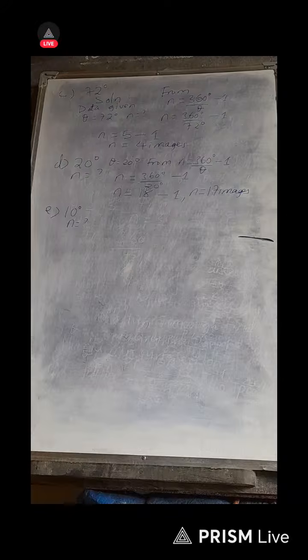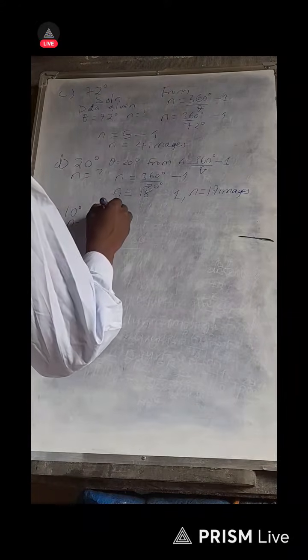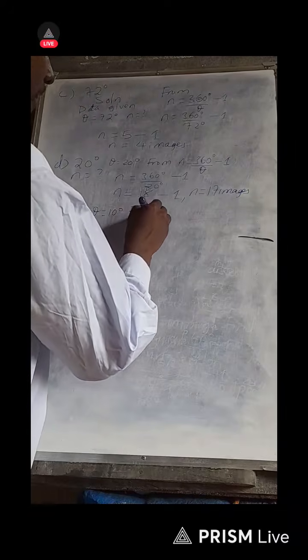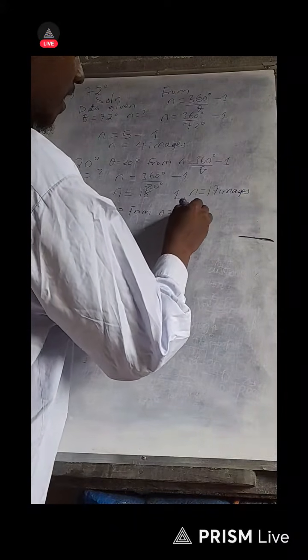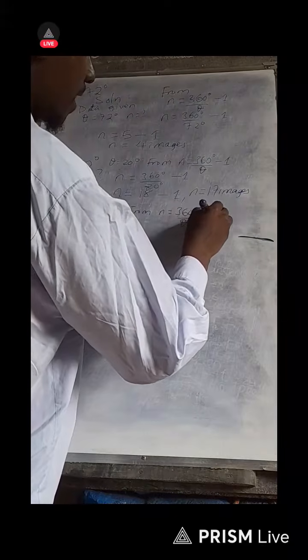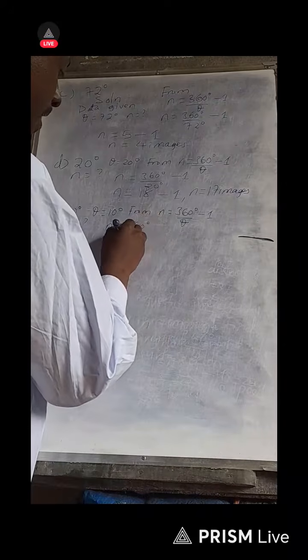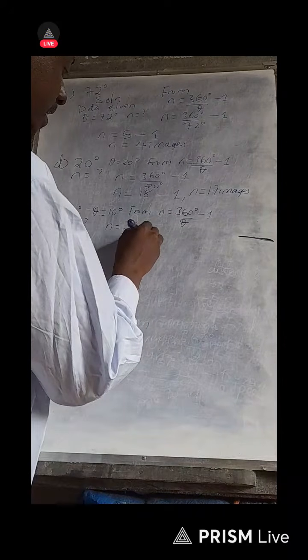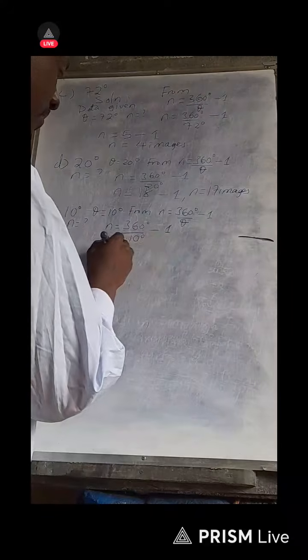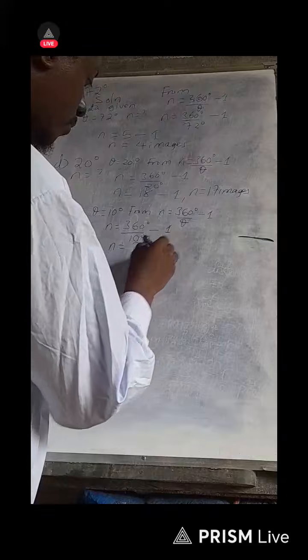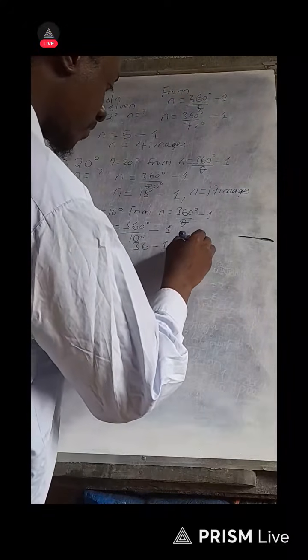Now, let's do together so as you can confirm with the answers. We know theta here, the angle between the plane mirrors, is 10 degrees. What will be the number of images? Now, from the formula, we know number of images is equal to 360 degrees over theta minus 1. So, number of images is equal to 360 degrees divided by 10. So, the number of images, you are going to get 36 minus 1.